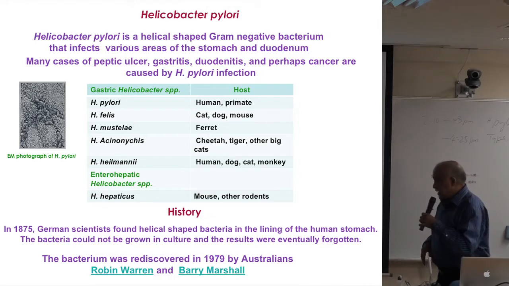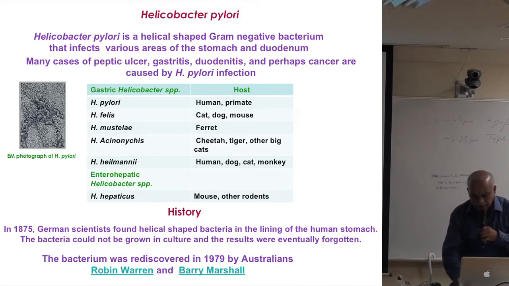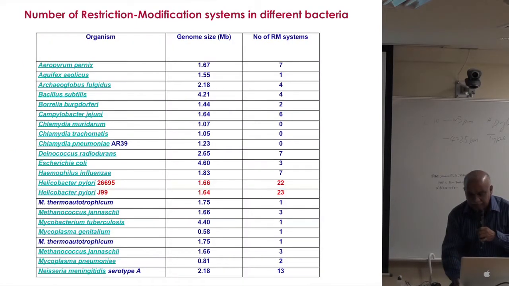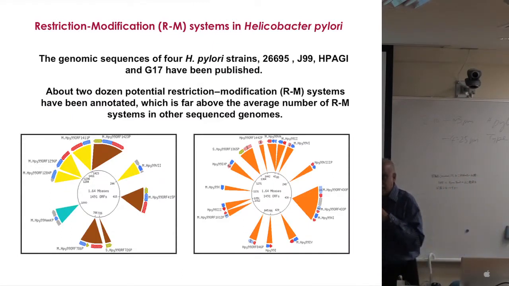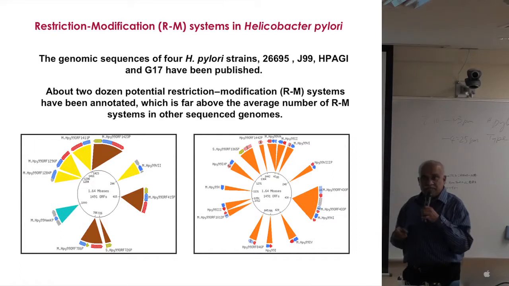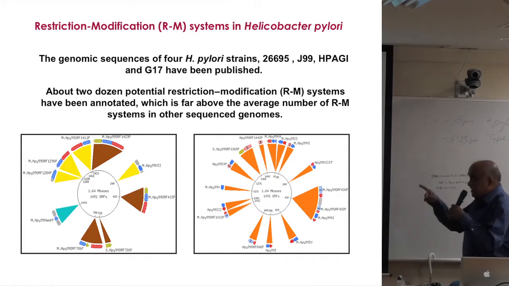In 1999, when the genome sequence was done for one of the strains, the 26695, and a year later on J99, it became very clear that Helicobacter pylori harbors a lot of RM systems, or at least open reading frames that look like RM systems. These are the two type sequences. And since then, a number of other strains have been sequenced.